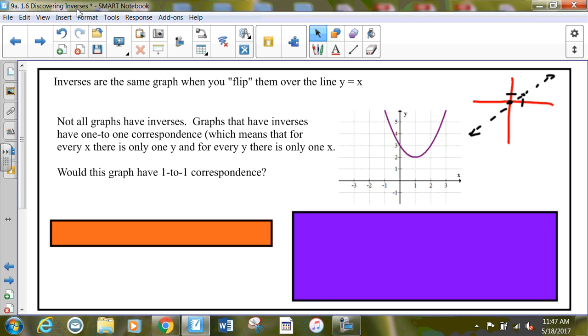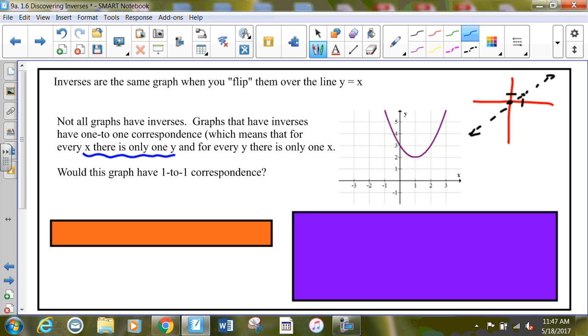So would this graph have one-to-one correspondence? Let's see. For every x, there's only one y. When x is 1, there's only one y. When x is 2, there's only one. That's right, so that's true. For every x, there's only one y, and we know that's true because this is a function. But one-to-one correspondence goes beyond being a function.